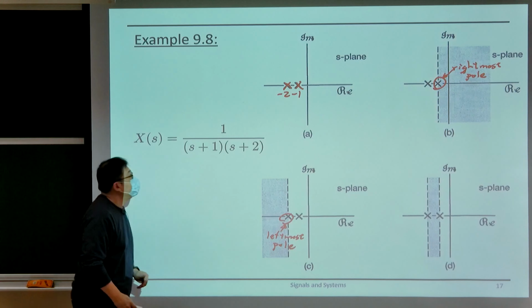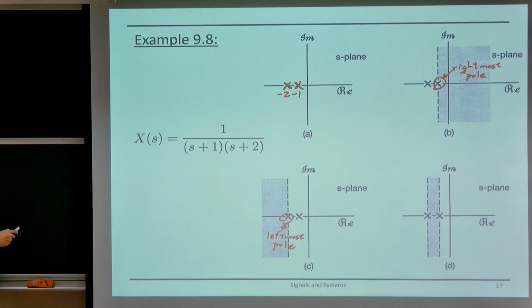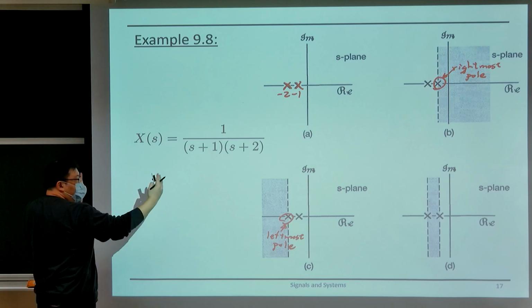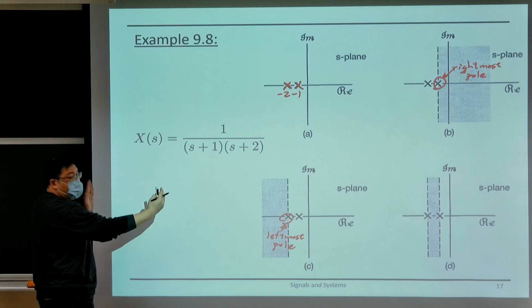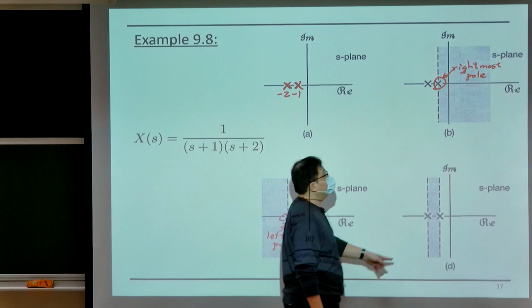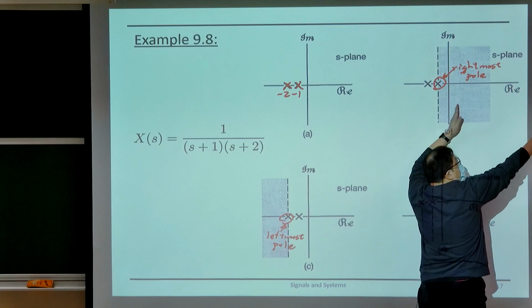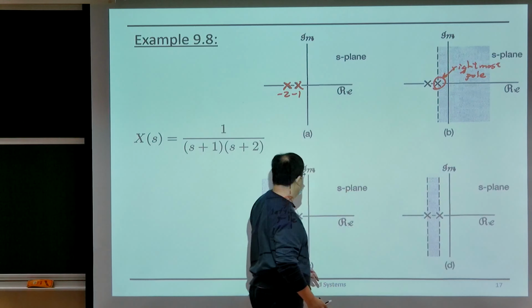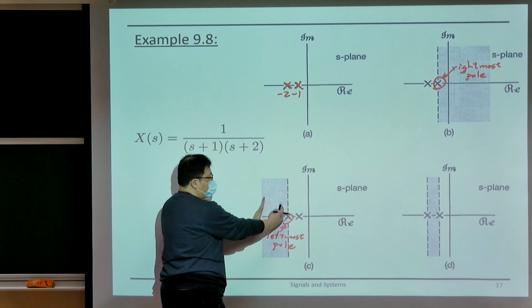Okay? So if your Laplace transform is rational, then your region of convergence can extend all the way to a pole, and if there's no pole, you can extend to infinity. For example, in this case, you extend to infinity on this side, but you extend only up to the pole on the left. In this case, you extend to infinity on the left, but you can only extend up to the pole on the right. And in this case, you extend to both sides, but both sides are bounded by poles.